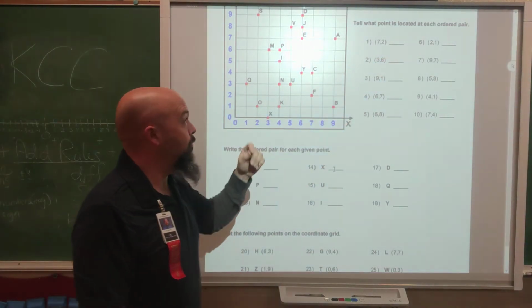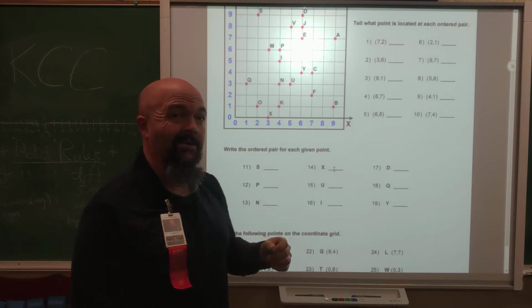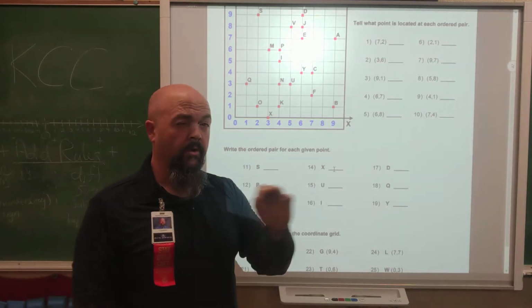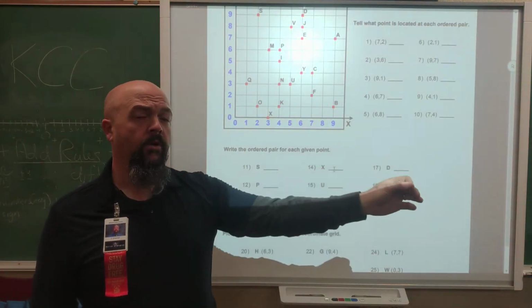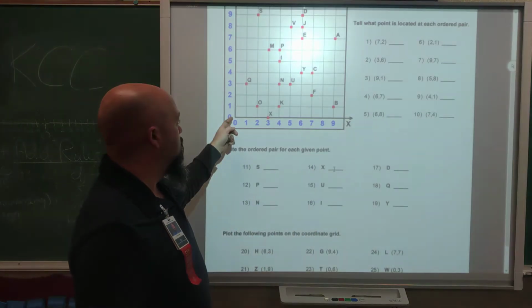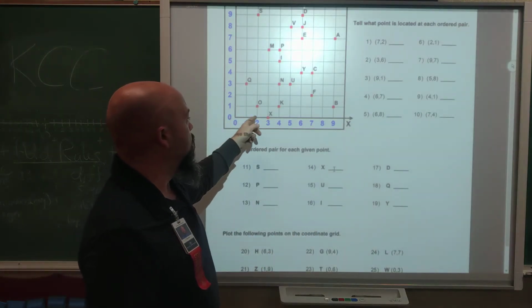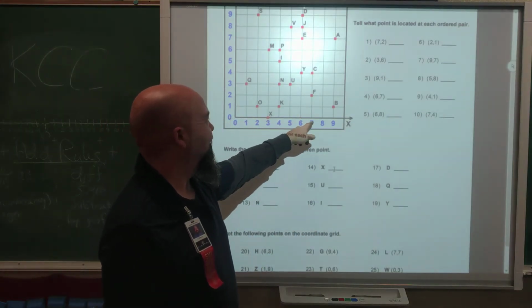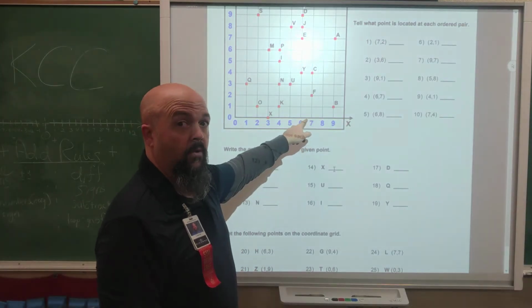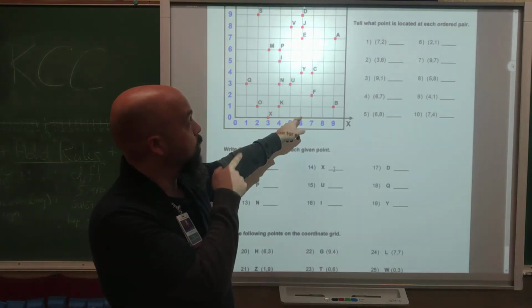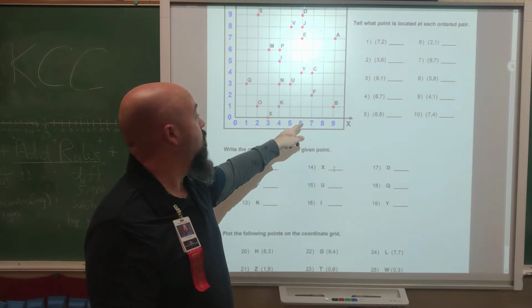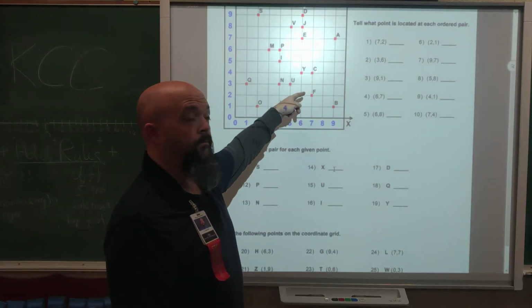Number 1 is asking us what is the point located at 7, 2. Our x, y is 7, 2. To locate it, we start with the x first, which means we're going along the horizontal line. So we're looking for 7 steps: 1, 2, 3, 4, 5, 6, 7 steps. Our next is our y. The y on number 1 was a positive 2, so that means we're going up 2.